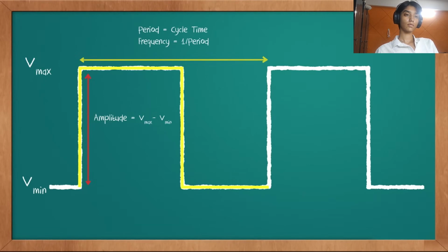A very important concept in PWM is the duty cycle. The duty cycle represents how much of the period in which the signal is high. In our wave, the signal here is high, and here is low.